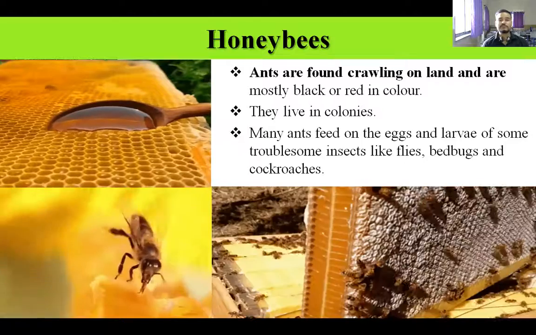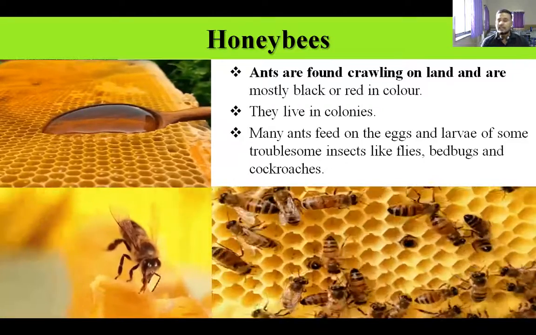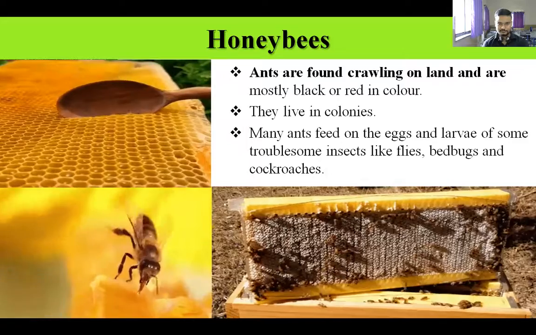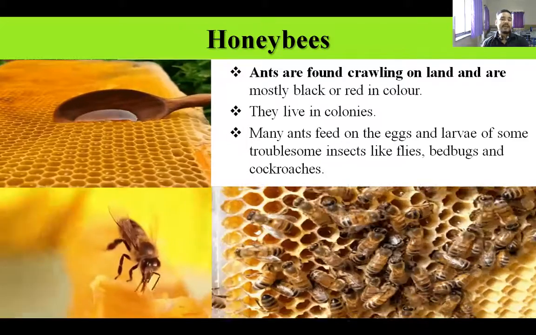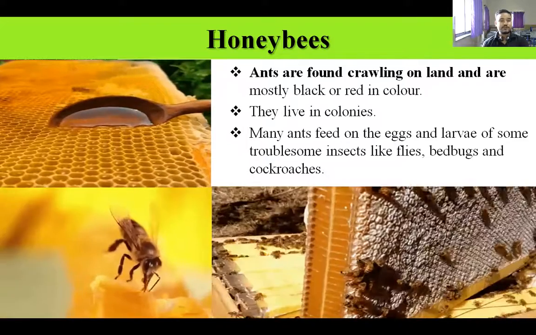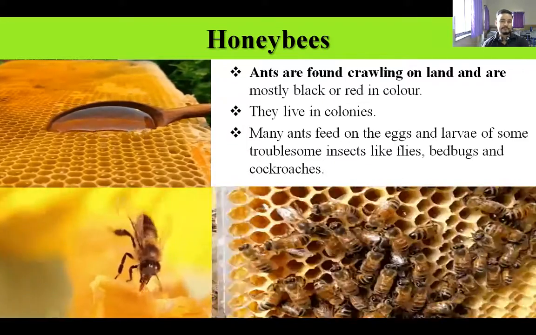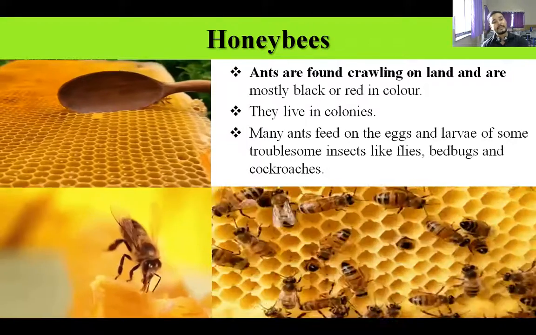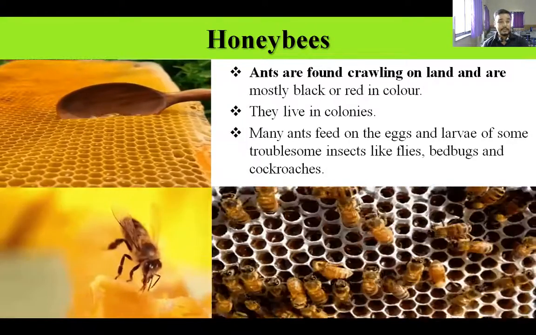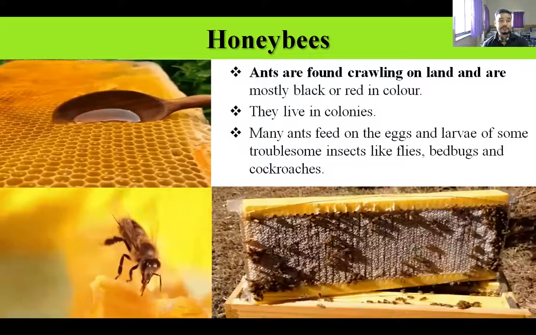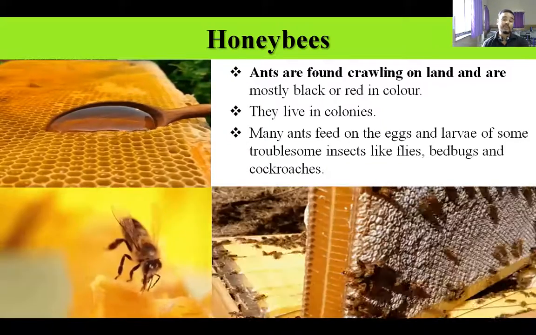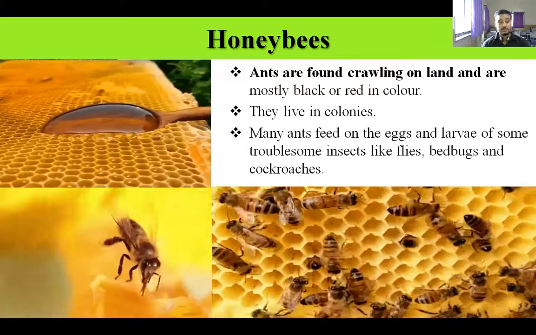Now, honeybees. I love to eat honey, and I think you do also. Honey is so sweet and it is very healthy for us also. So likewise, like ants found crawling on the ground here and there, okay, and they are in which color? Black and red color. So likewise, honeybees are also there.